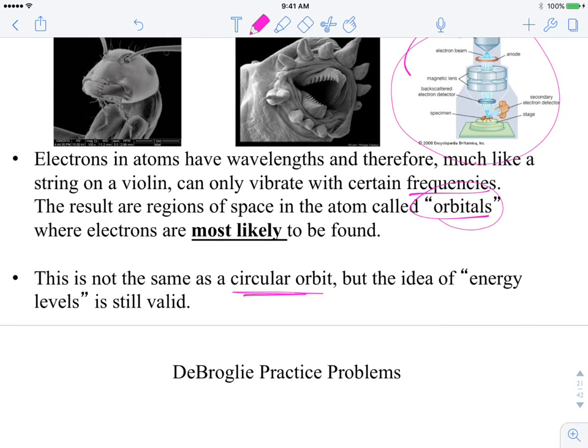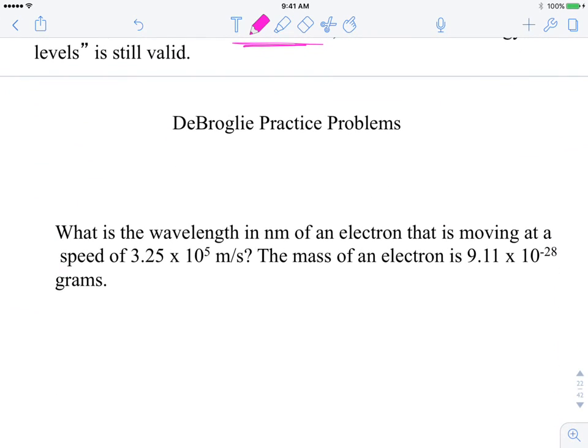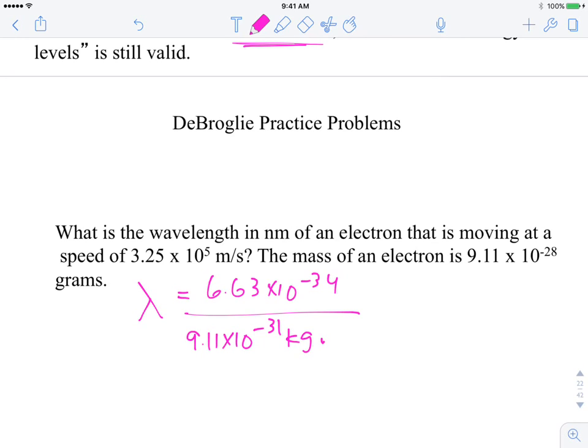Now, before we go on and talk a little bit about what an orbital is, let's try a de Broglie practice problem. So let's set up our equation here. Let's look at what an electron's wavelength would be inside an atom. And so let's say that we find the wavelength of the electron to be Planck's constant, 6.63 times 10 to the negative 34th, divided by its mass in kilograms, so that's 9.11 times 10 to the negative 31 kilograms, times its speed in meters per second, 3.25 times 10 to the 5th meters per second.